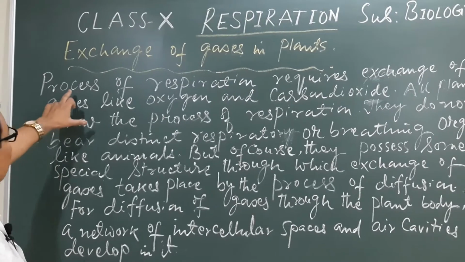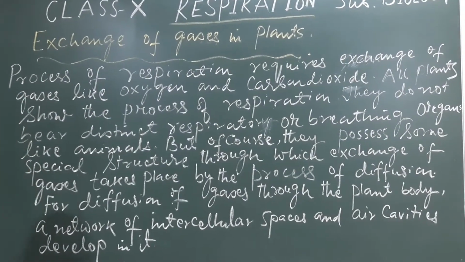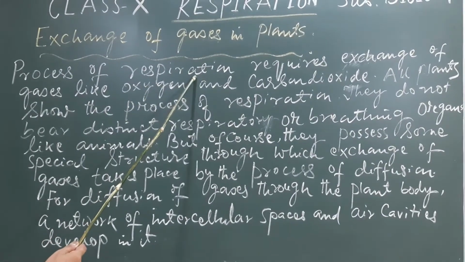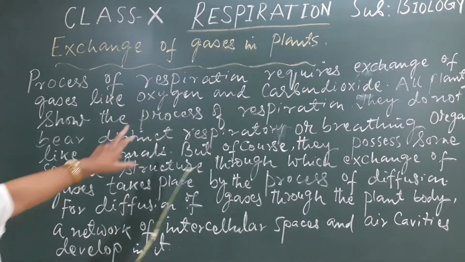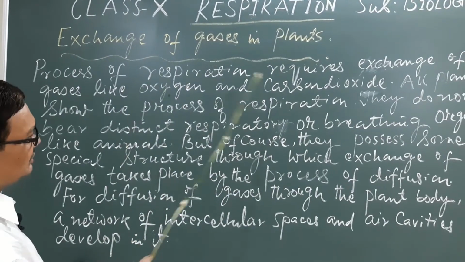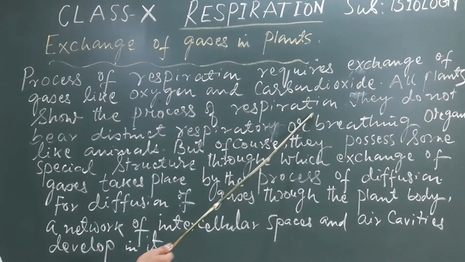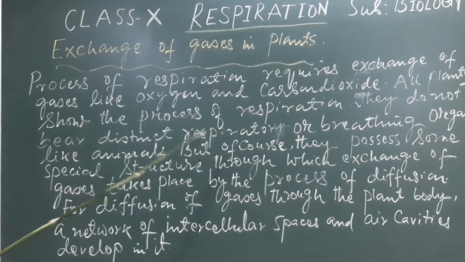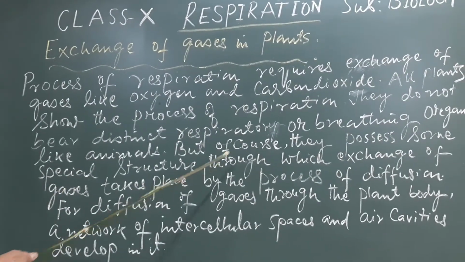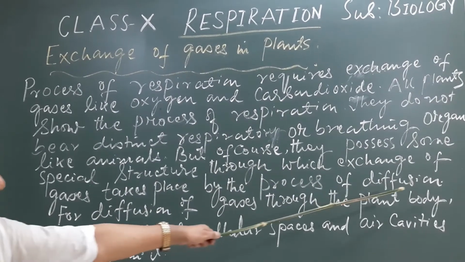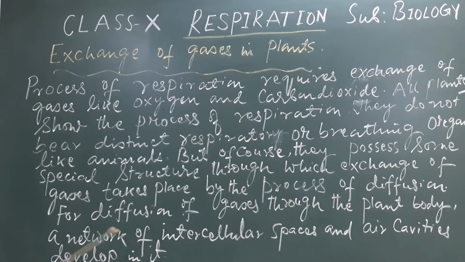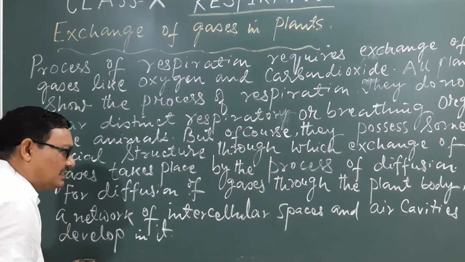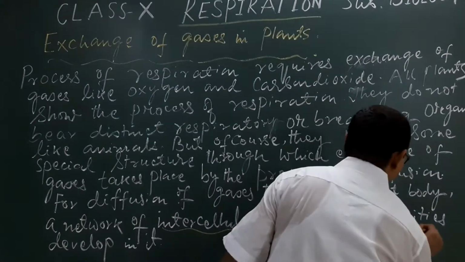First, we see that the process of respiration requires exchange of gases like oxygen and carbon dioxide. It is essential that during this process there must be an exchange of gases between the environment and the organism: oxygen and carbon dioxide. All plants show the process of respiration. They do not bear distinct respiratory or breathing organs like animals, but of course they possess some special structures through which exchange of gases takes place by the process of diffusion. For diffusion of gases through the plant body, a network of intercellular spaces and air cavities develops in it. These two points are very important: intercellular spaces and air cavities.